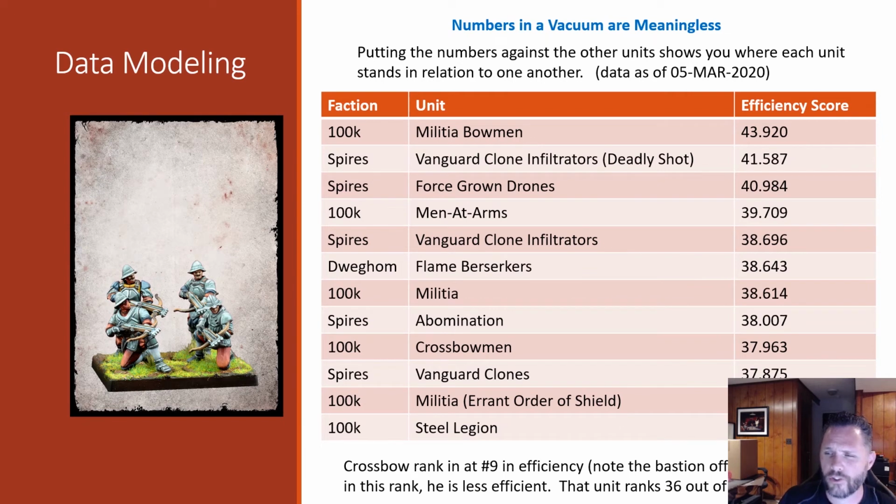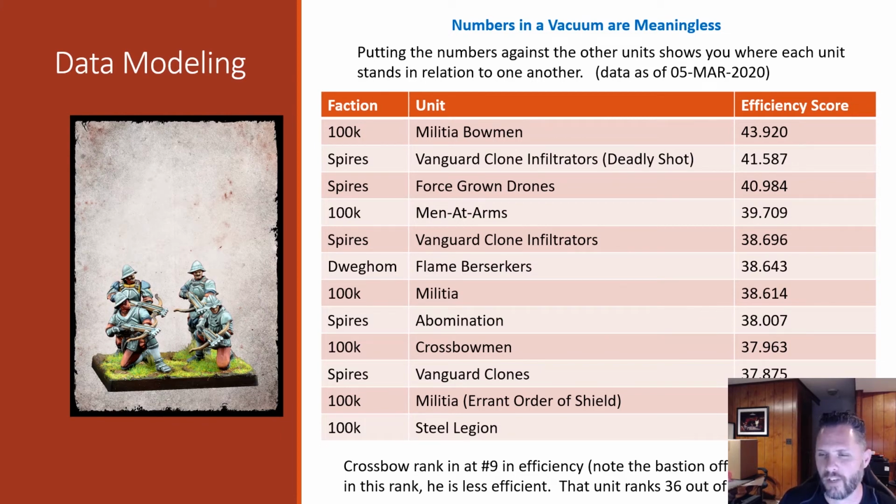So here's your efficiency scores from top to bottom. We can see that crossbowmen actually come in at number 9. So crossbowmen for 100 Kingdoms are a fairly efficient unit for what they do, for the points you pay. Topping the list right now, we have militia bowmen. They cost a really low amount of points. They don't really do a lot of damage, but for what they can do in tank, they are great efficiency-wise.